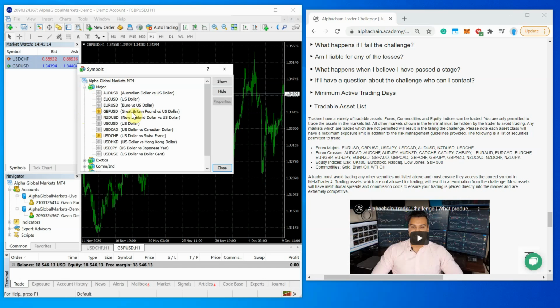But under your majors, we want to go with all of these key majors over here, right? So we have Euro Dollar. Double click this, and that will automatically be displayed. Or for example, Kiwi Dollar, click it once and then click on show, and then you should be able to add that asset. We're only focusing on the majors, so that includes Dollar CAD, Dollar Swiss, Kiwi Dollar, Cable, Euro Dollar, Aussie Dollar. Okay, so we've got our majors in.